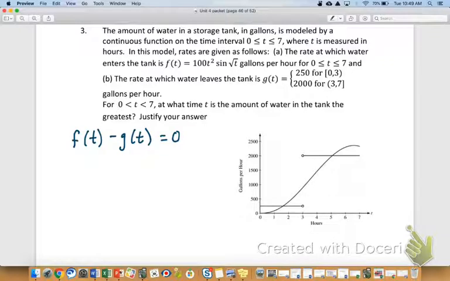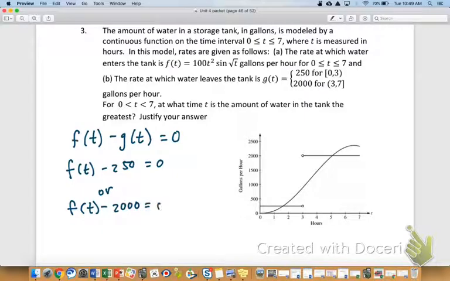Net rate equals 0. f of t is the rate coming in, g of t is the rate going out. And of course, Reese pointed out that depending on which piece you're looking at, it's either going to be f of t minus 250 equals 0, or f of t minus 2000 equals 0.